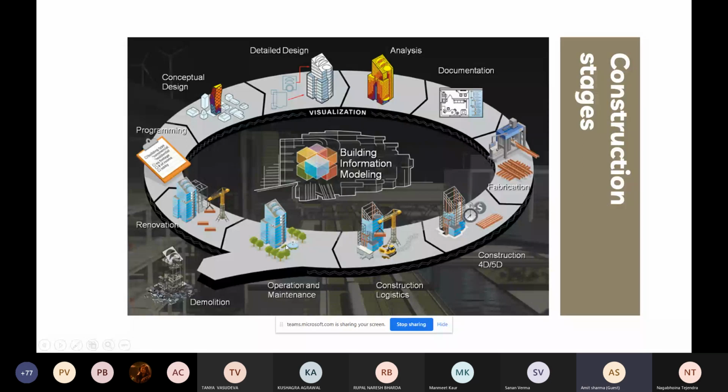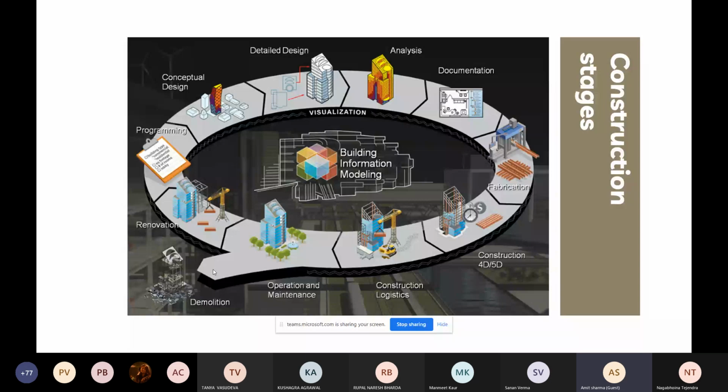We can use that record model again if we want to go into renovation or demolish that building. It helps in demolishing as well. If we know what kind of material we had, it's going to help us in demolishing. So we use BIM in every phase, and it can improve the efficiency in every phase.